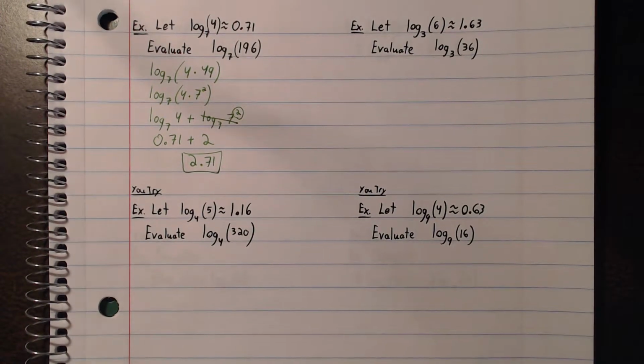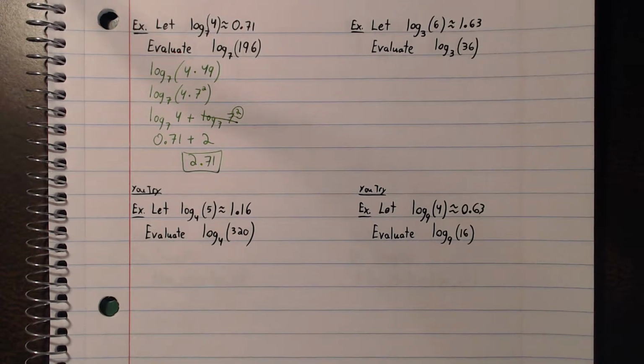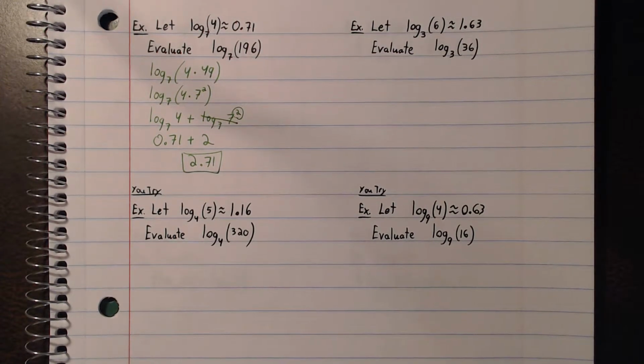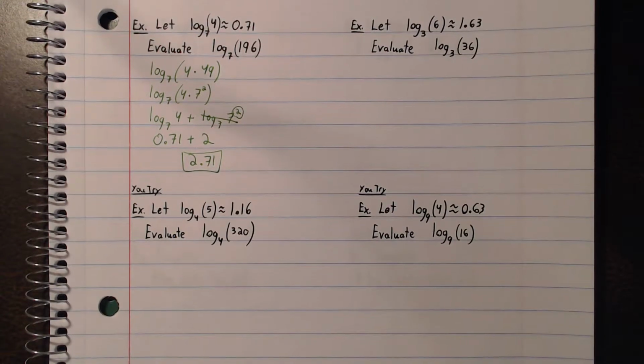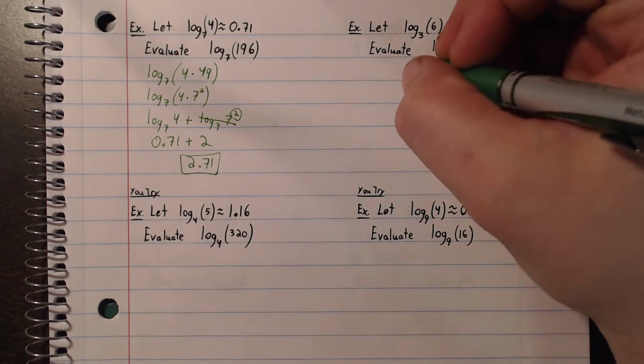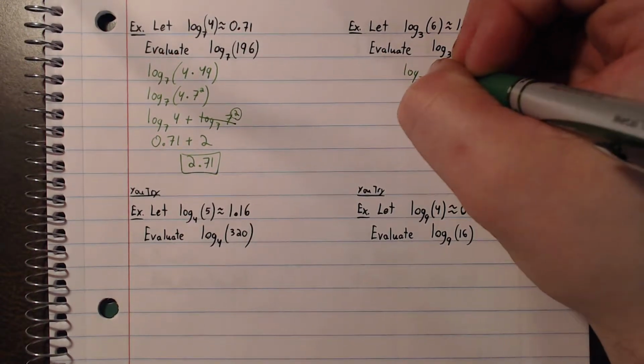Okay. Let's take a look at that second example. Let log base 3 of 6 be approximately 1.63. We want to evaluate log base 3 of 36. Okay, so we're going to think about what that 36 can break up into. What I'm thinking of would be 6 squared. All right, so let's take log base 3 of 6 squared.